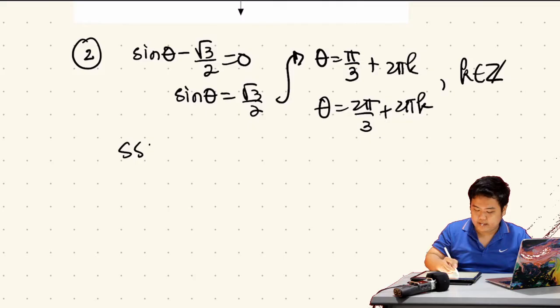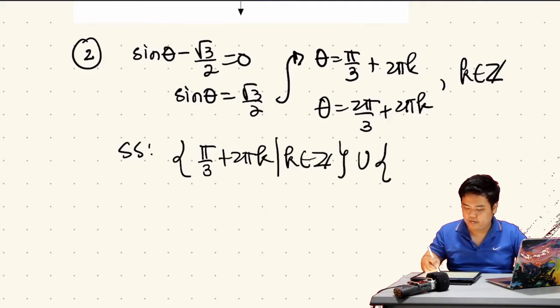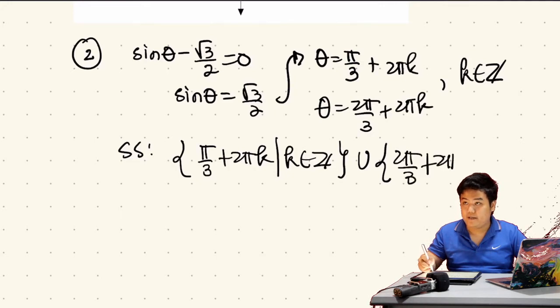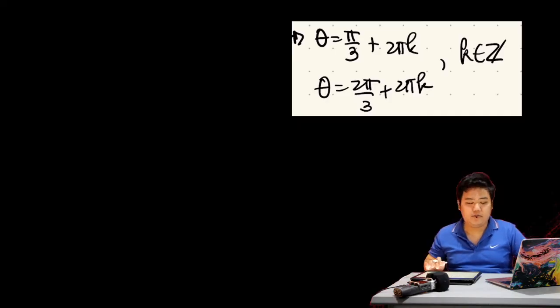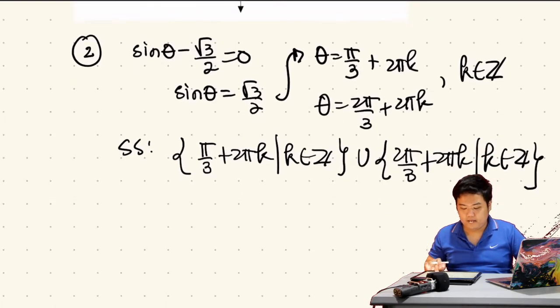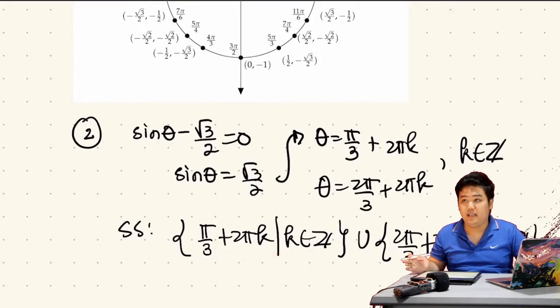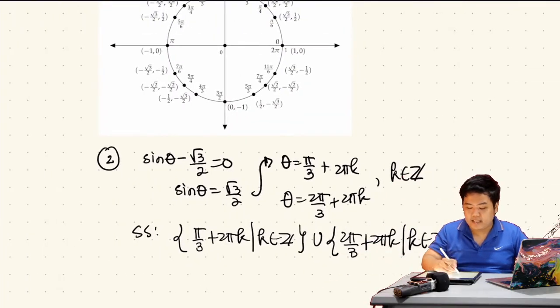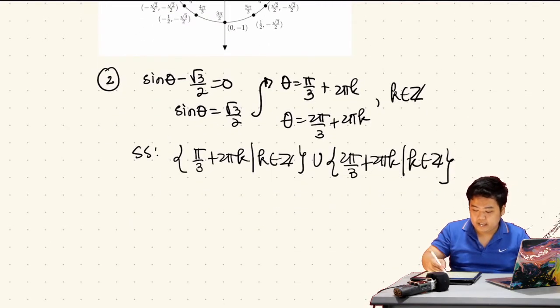So, the solution set is the set of pi over 3 plus 2 pi k, k is in Z, union with 2 pi over 3 plus 2 pi k, where k is in Z. So, that is the solution set. And as you can observe, infinitely many yung sagot. No? Although, pag nakuha mo na naman yung isagot niya sa unit circle, makukuha mo yung the rest kasi you just keep on adding 2 pi k or subtracting 2 pi k where k is an integer. So, ang ginagawa natin, nire-restrict natin yung value ni theta para finitely many lang yung makukuha natin. So, such as this example.